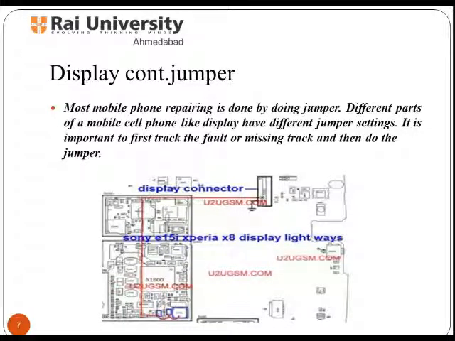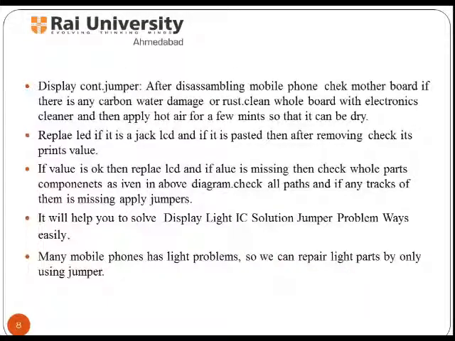print value. If the value is OK, then replace the LCD, and if the value is missing, then check the whole parts of components as shown in the above diagram. Now check all the parts, and if any track of them is missing, apply a jumper. In this way, for display count jumper, most mobile phone repairing is done by performing this jumper.